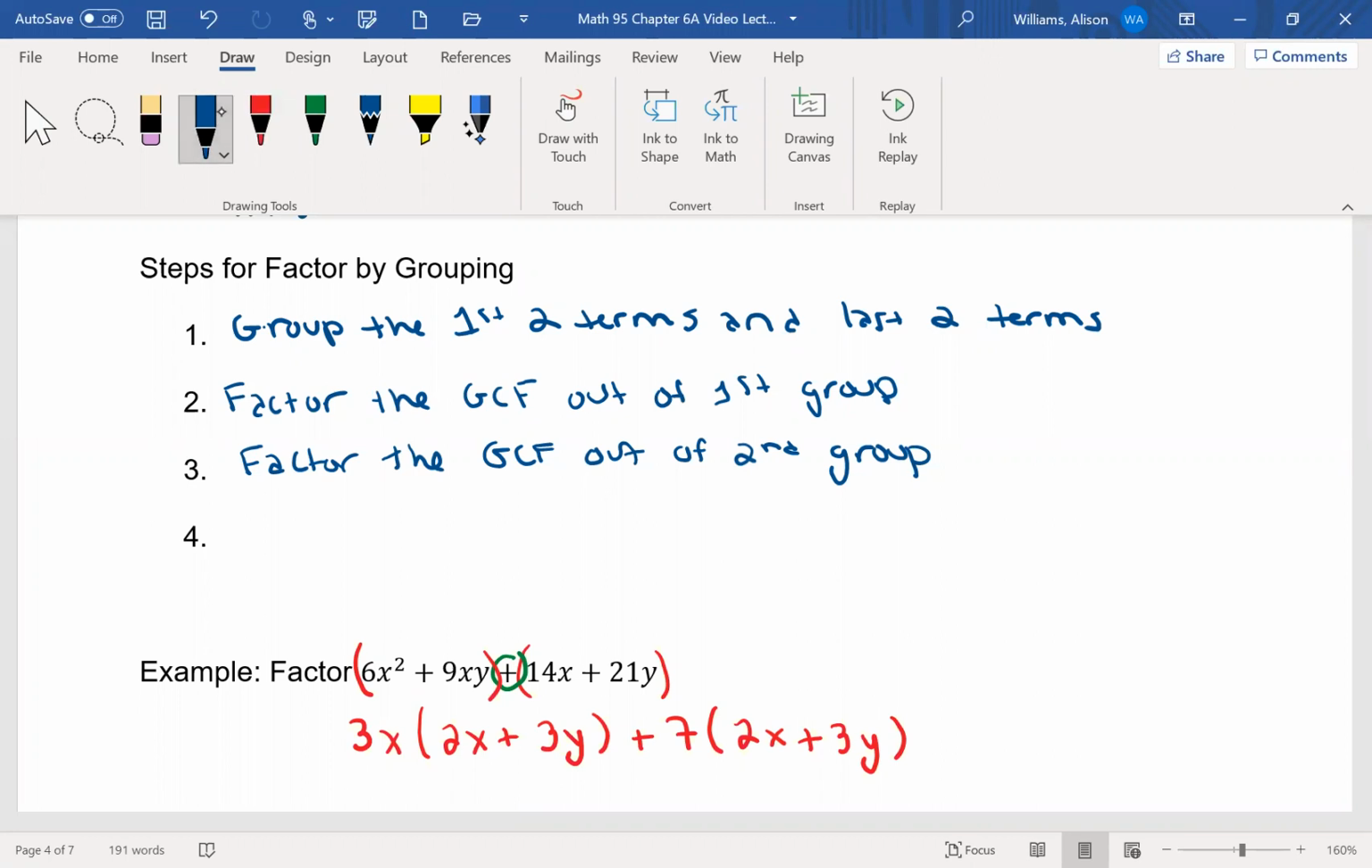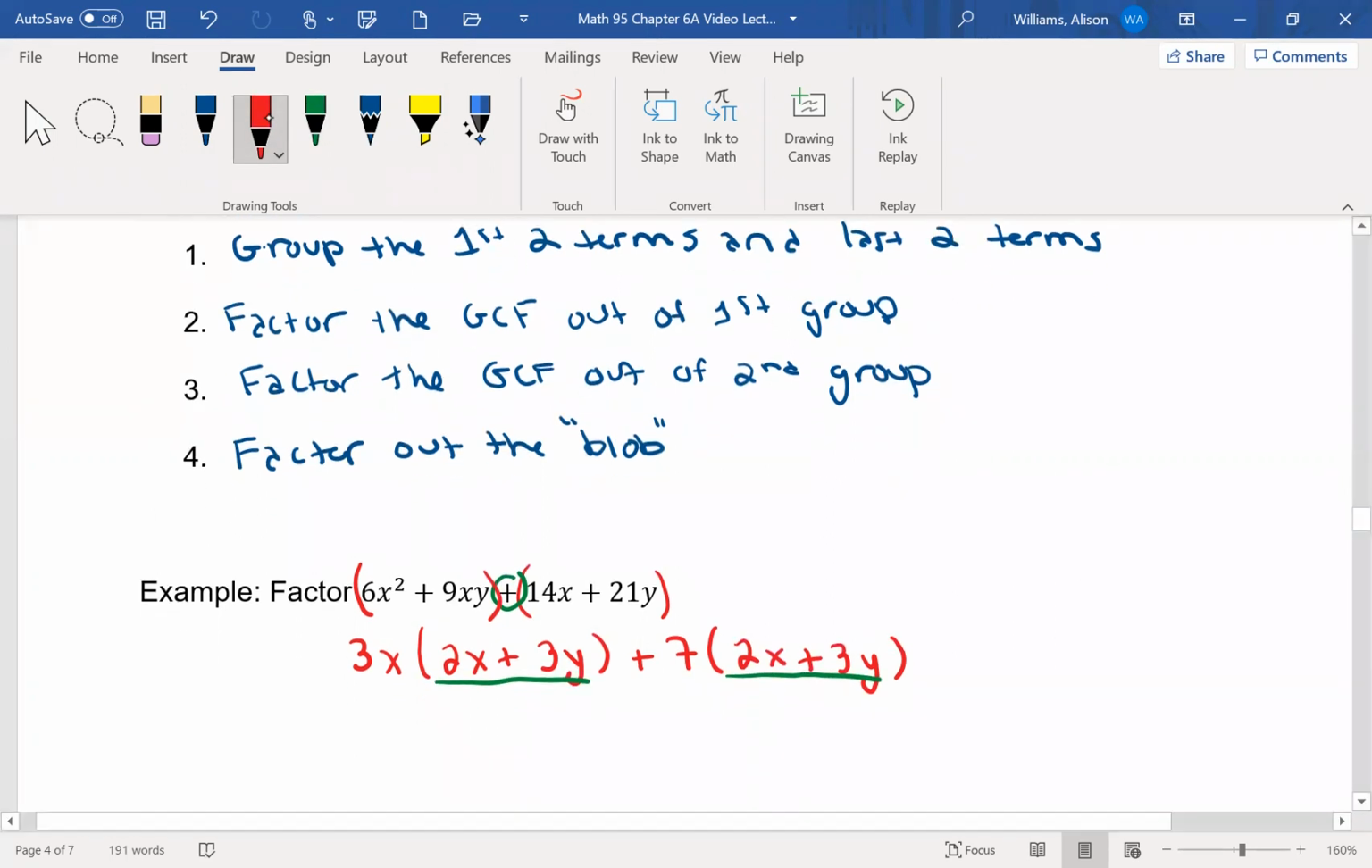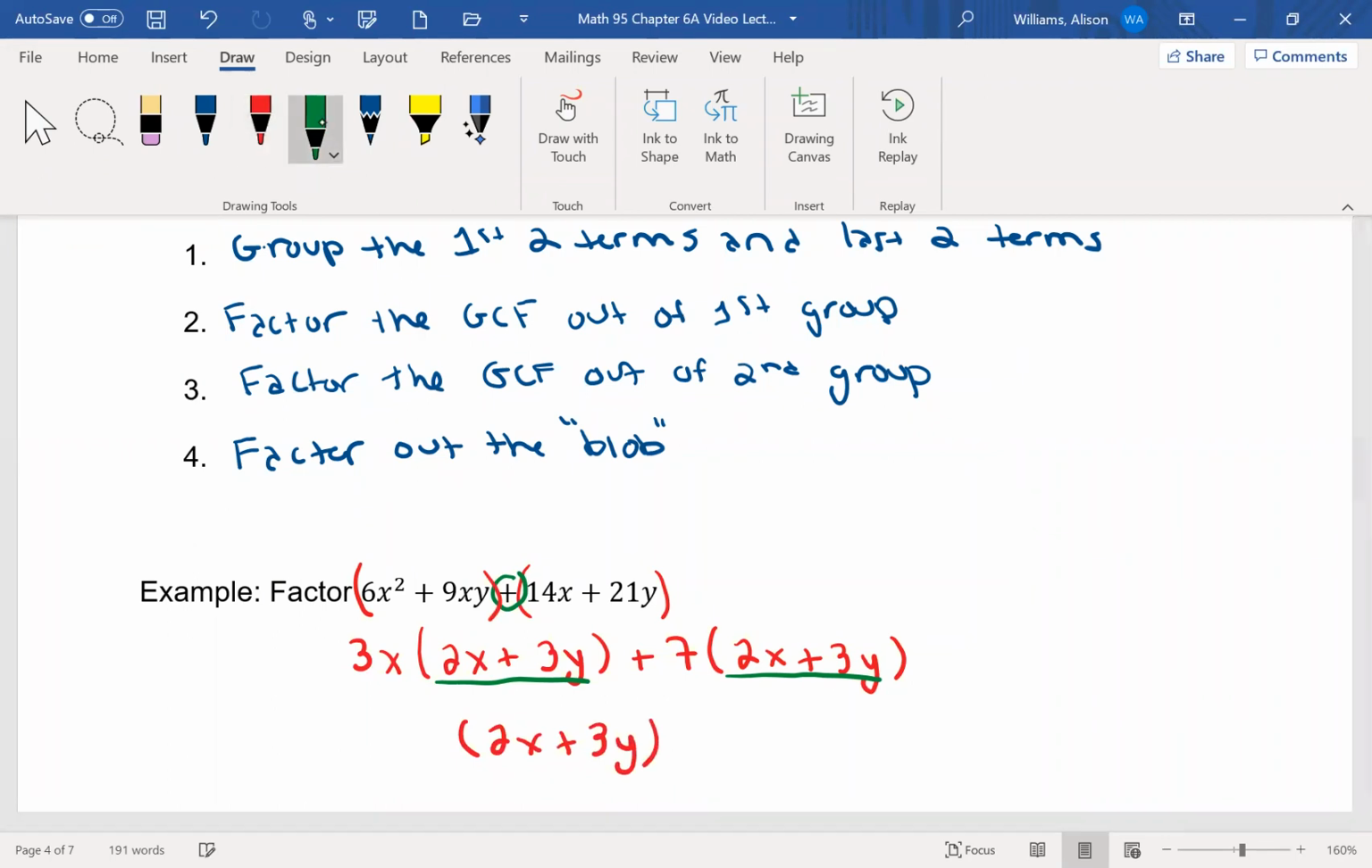So that's the fourth step: I'm going to factor out the blob. I put that in quotes because that's special for me. I use the blob as a way of indicating this parenthesis term that the two things have in common. If I factor that out, I have 2x plus 3y, and what I'm left with is the numbers in front, 3x plus 7.